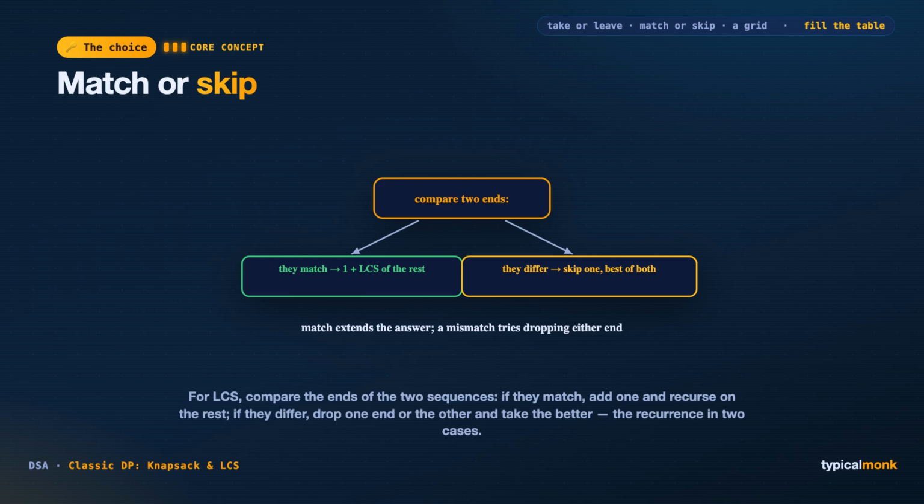So the takeaway: the LCS recurrence comes from comparing the last elements of the two sequences.